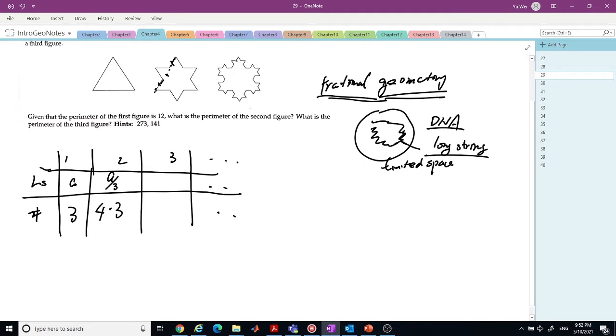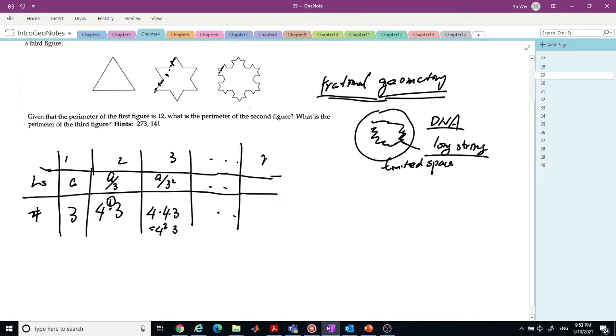Now let's see the third one. The side length of A over 3 is further cut into 3, so it's A over 3 squared. And how many sides? Each one becomes 4: 1, 2, 3, 4. So that becomes 4 times 4 times 3. Now we can figure out the pattern. This one equals 4 squared times 3, and this is 4 to the 1 times 3.